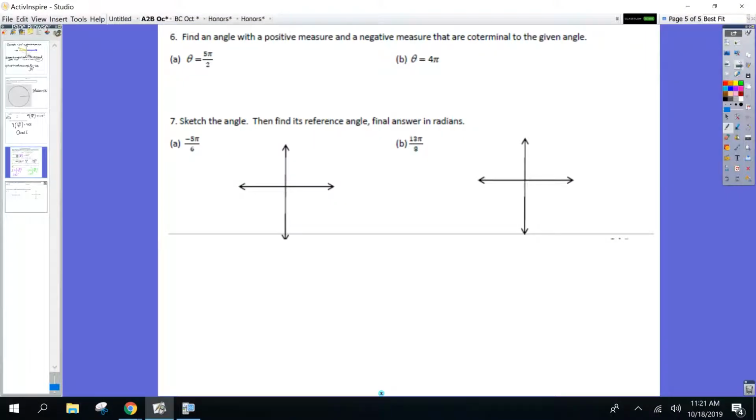Oh, speaking of that, here we go. Find an angle with a positive measure and a negative measure that is coterminal. What did we do with coterminal? Add or subtract what yesterday? 360. Add or subtract 360 from it yesterday. All right, but wait a second. This is in what type of units? Radians. So I just can't add 360 because 360 is in degrees. That's not going to help me. Anybody got any suggestions?